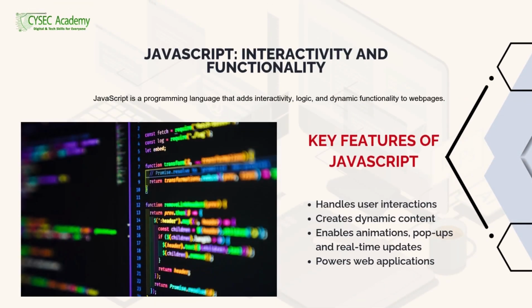JavaScript. Interactivity and functionality. What is JavaScript? JavaScript is a programming language that adds interactivity, logic, and dynamic functionality to web pages. While HTML defines structure and CSS handles design, JavaScript makes a website interactive.